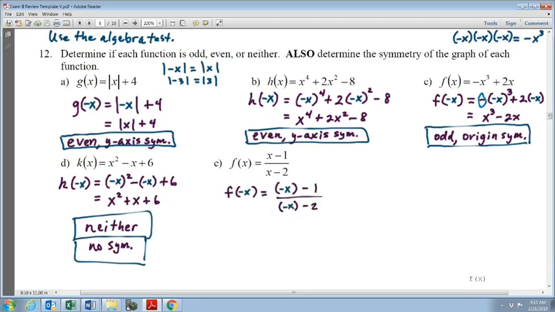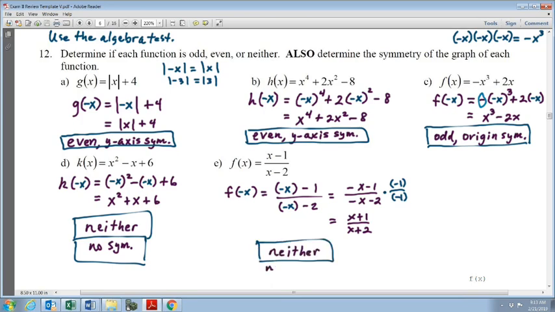All right, and let's do the same thing with the last problem here. We'll plug in minus x. You end up with minus x minus 1 over minus x minus 2. There's a lot of negative stuff going on there. We could actually do a little trick here and multiply the numerator and denominator by negative 1. And when you do that, you have to distribute the negative. You end up with x plus 1 over x plus 2. So notice the x's didn't change signs, but the minus 1 and the minus 2 became positive. And so this is another case where we have neither, and so we're going to have no symmetry.